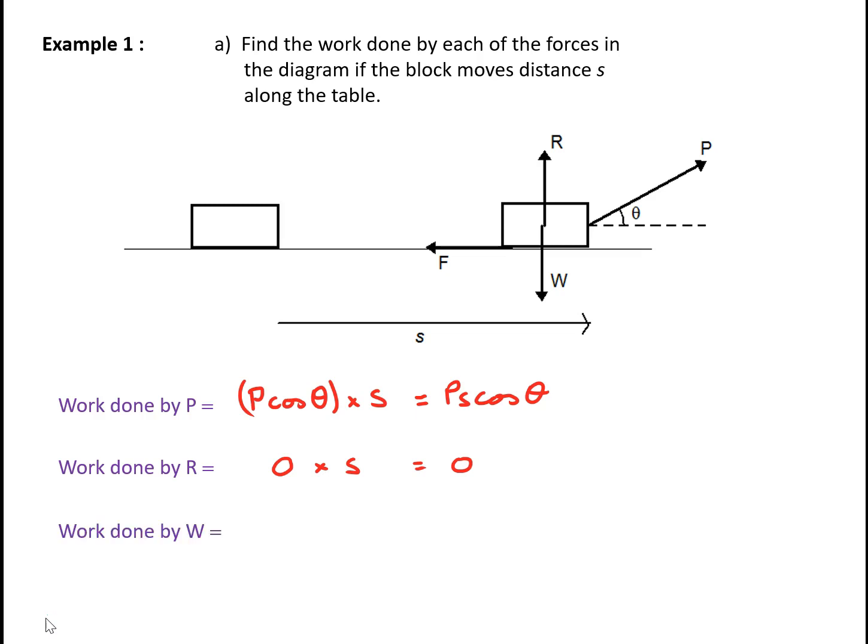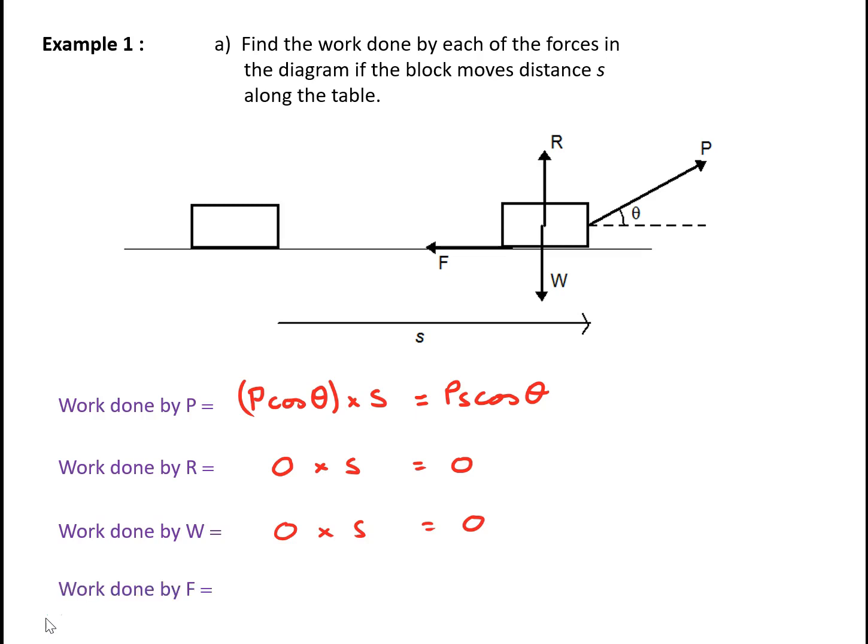For the work done by W, that's the component of W in the direction of the motion, times the distance moved, so that's times s. But again, W is perpendicular to the motion, so the component of W in the direction of the motion is 0, so the work done by W is 0 times s, which is 0 again.